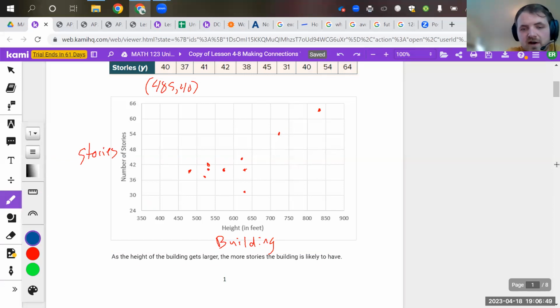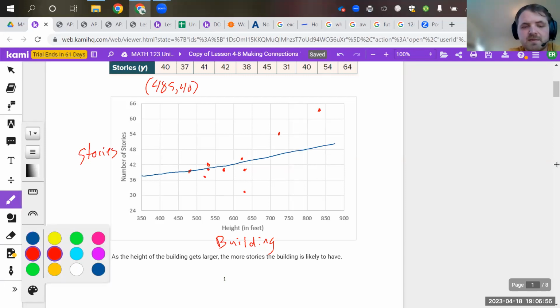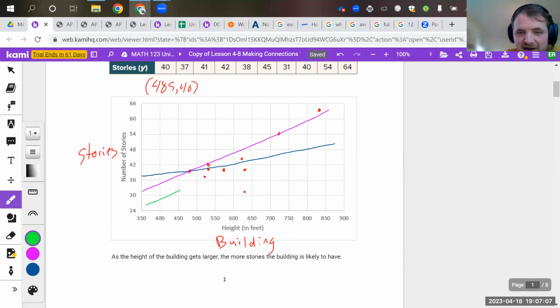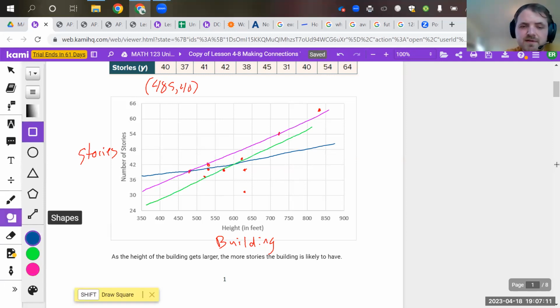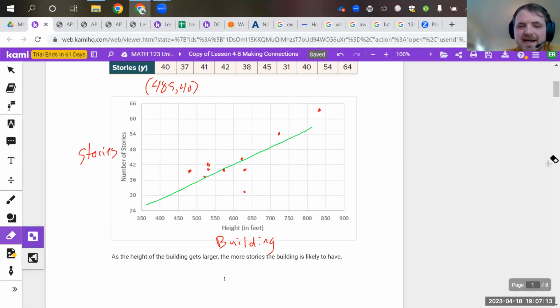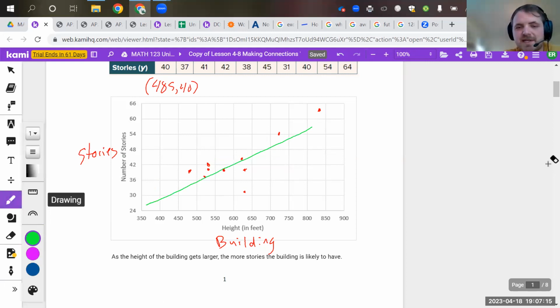It's kind of hard without technology. Some people might put it there. Some people might put it increasing a little bit faster. I think both of those aren't great, probably because I'm drawing it. But I think maybe this green line is a little bit more representative of the situation. Something like that is what we're going to see on the next page, where we want to be able to model the data with a line.